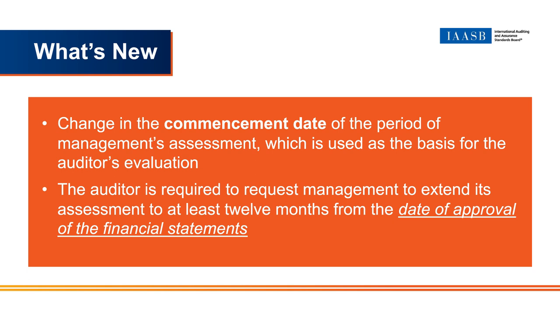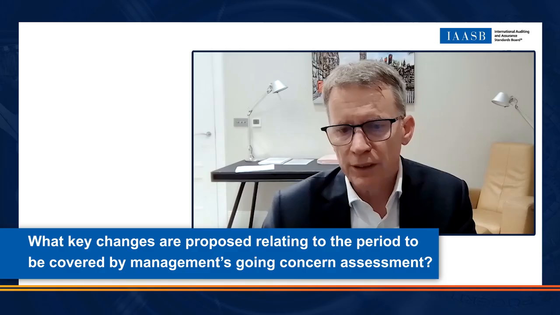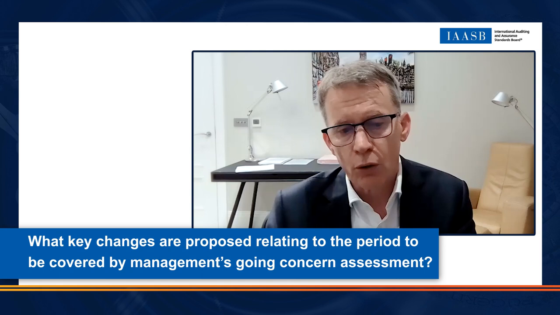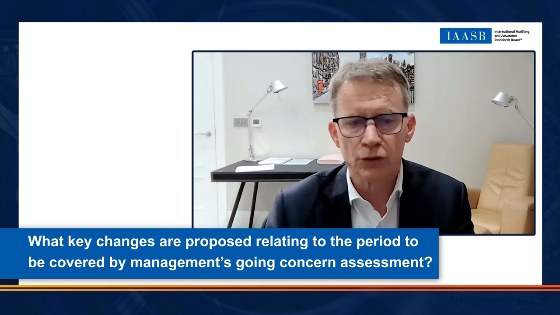To this end, the proposed going concern standard requires that the auditor shall request management to extend its assessment period to at least 12 months from the date of approval of the financial statements, in the case, of course, that management hasn't prepared an assessment that covers that period. We have chosen this date rather than the date of the auditor's report or the date of the financial statement issuance, because in most jurisdictions, this date is a widely recognized date that may be prescribed in statutory requirements for management, those charged with governance, or those with recognized authority to assert that they have taken responsibility for the financial statements.